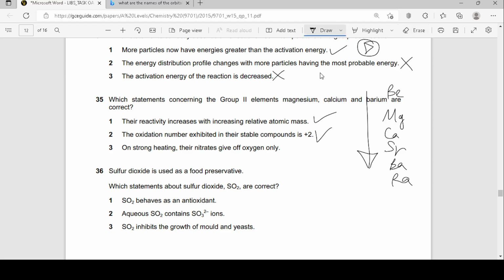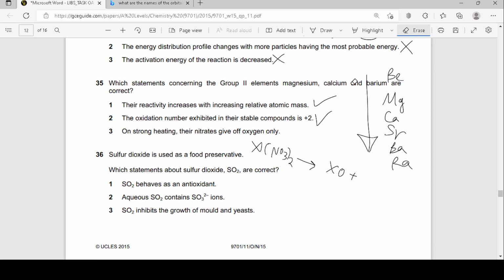On strong heating, their nitrates give off oxygen only. No, they don't, because for example, if I just write down a random group 2 nitrate like X(NO3)2, that'll be XO plus 2 NO2, and I'll balance it with half O2. So 2 NO2 plus half O2, right? So that gives me nitrogen dioxide as well. So that means this is wrong, and my answer is B. Great. Next question.